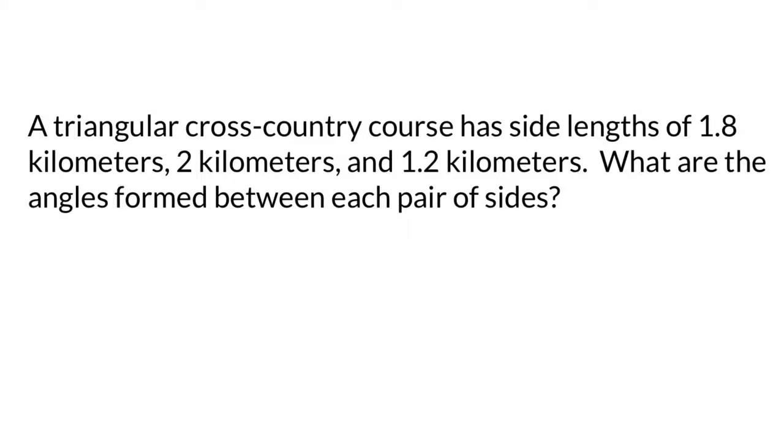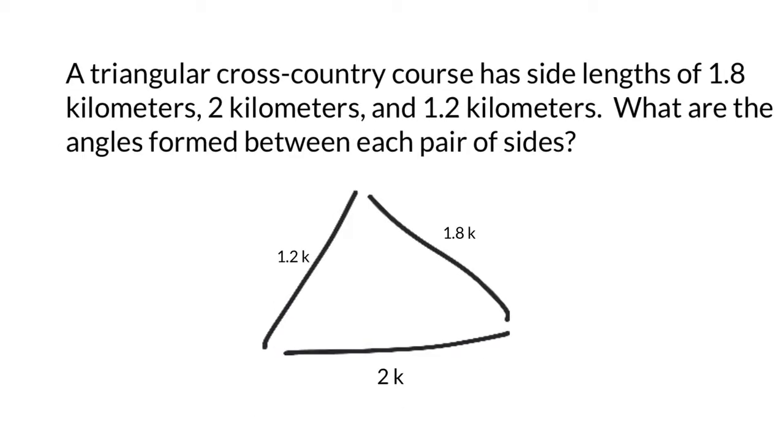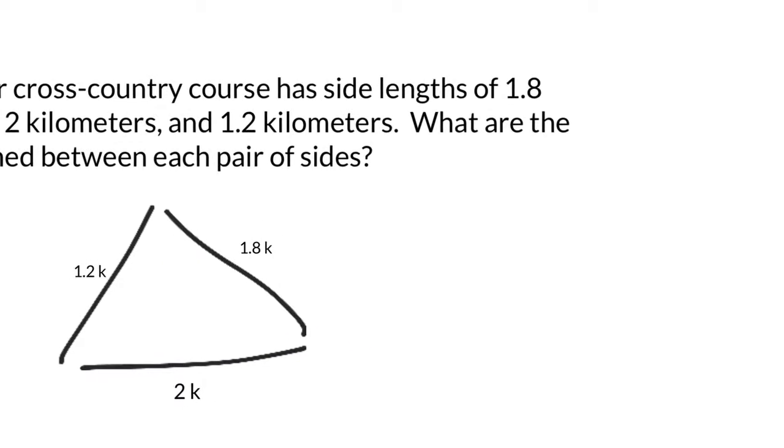So once you're done reading the problem, we have a course that's 1.8, 2 kilometers, and then 1.2. They want to know the angles formed by each pair of sides. Unless you're guaranteed that this is a right triangle, and you can check to see if it is, we don't have sine, cosine, and tangent to work with. What we do have, though, if it's not a right triangle, is the law of sines and law of cosines.